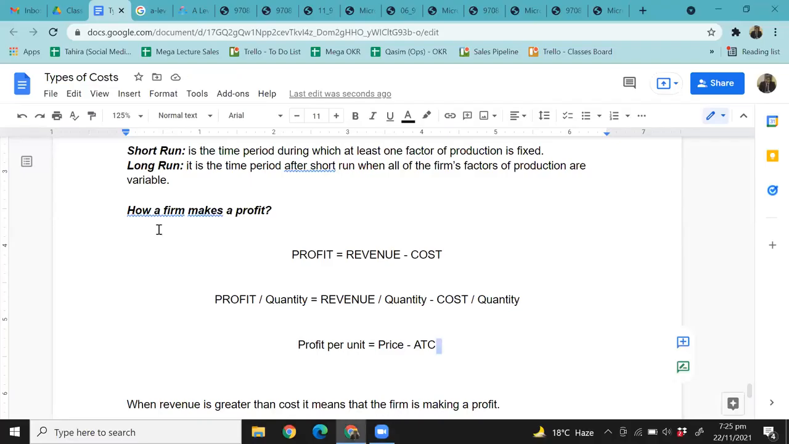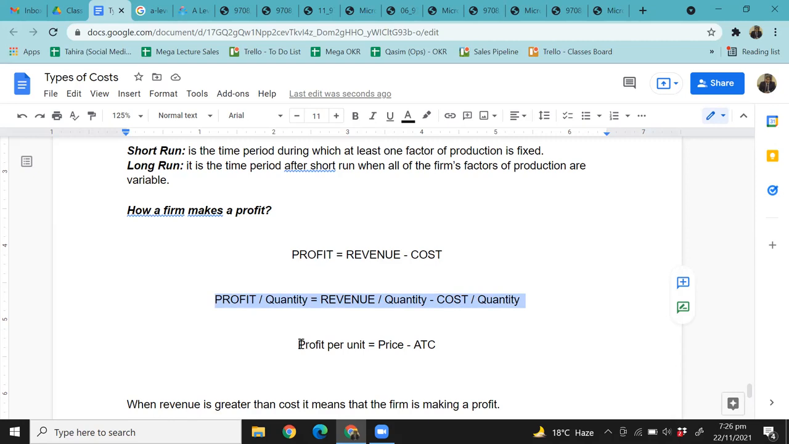Now what I did, I asked you initially how a firm makes a profit, and you were able to answer that simple question: revenue minus cost is your profit, right? Then what I did was divide the entire equation by the quantity, because it should not change anything. If you divide the entire equation by one constant or one variable, it keeps everything the same mathematically, right? So if you're dividing both sides of the equation by the same variable, it should keep things the same.